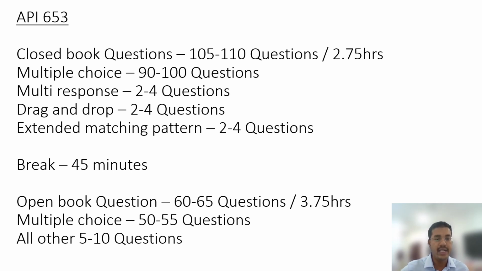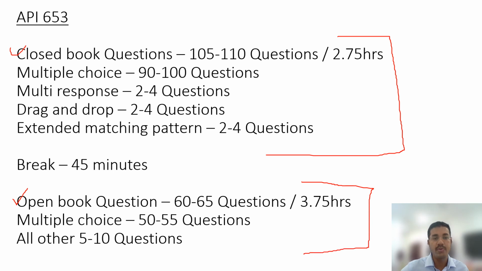API 653 usually has two parts. One is closed book and another is open book. What do we mean by closed book and open book? In closed book, there is no hint, nothing. There is a question with some multiple answers, you have to choose one answer and that's it. That is closed book. Closed book usually happens in the first session, because if you are going for API 653, there are two sessions. The first session is closed book and the second session is open book.